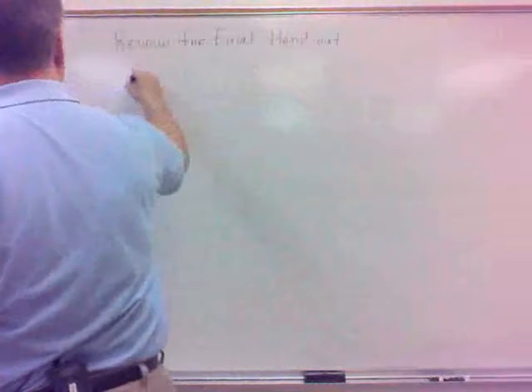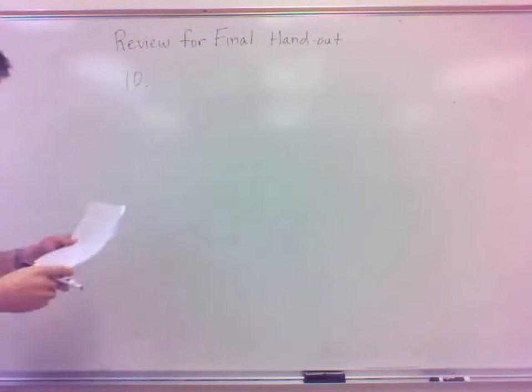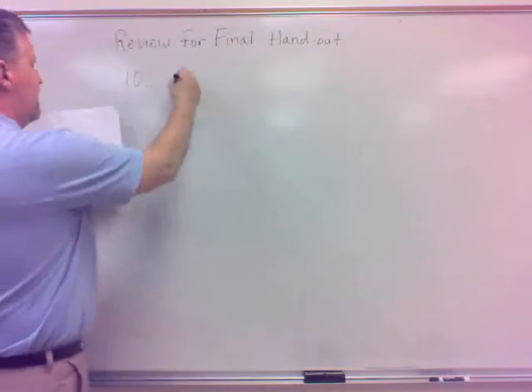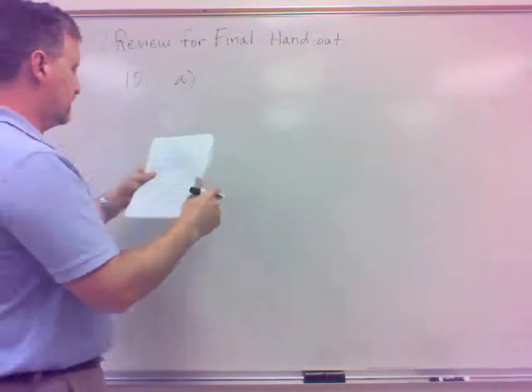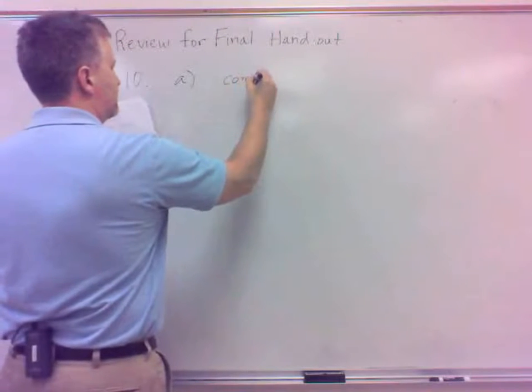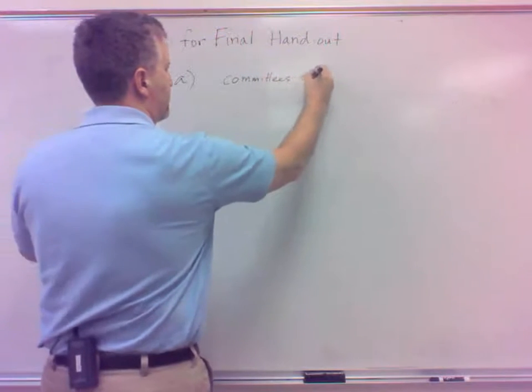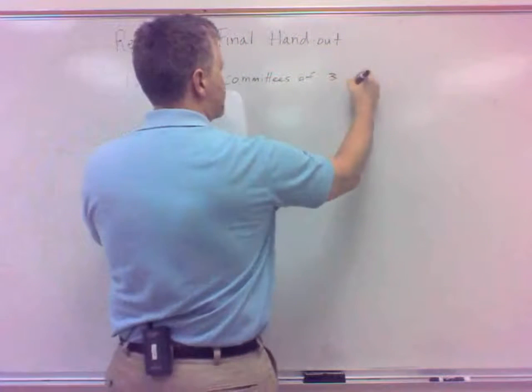All right, number 10 on the handout. We're into counting now, and we talked about various ways. We did blanks, we did combinations. 10A, I want committees of 3 from a club. Committees of 3 if the club has 17 members.